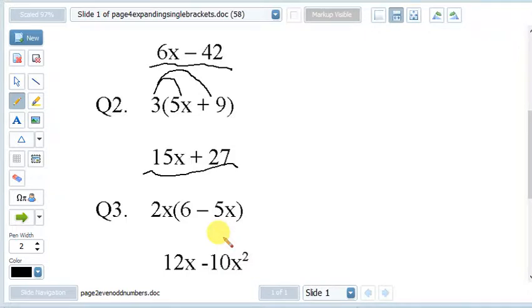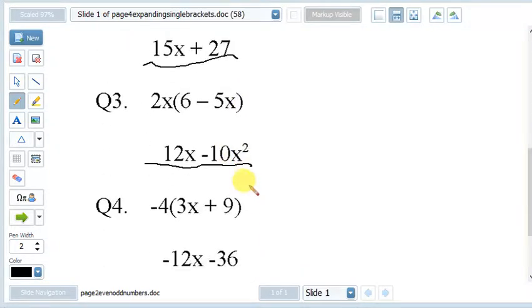Next one, and we're starting to get a little bit trickier now. 2x times 6 is 12x. 2 times 6 is 12, and then we've got an x. And then 2x times a positive times a negative is a negative. 2 times 5 is 10. x times x is x squared. So 2x times 5x is 10x squared. So well done if you managed to get that one correct.